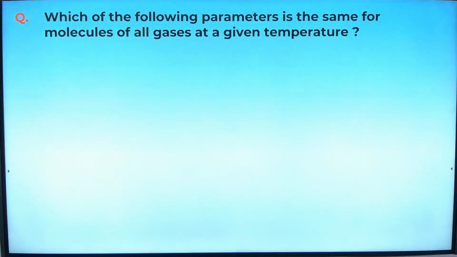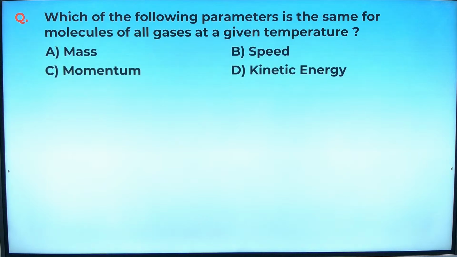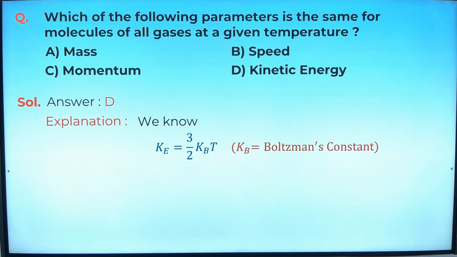Which of the following parameters is the same for the molecules of all gases at a given temperature? Sir, kinetic energy. Kinetic energy, then speed also, right? Speed and kinetic energy, which of the following? Sir, only kinetic energy, sir. Why?